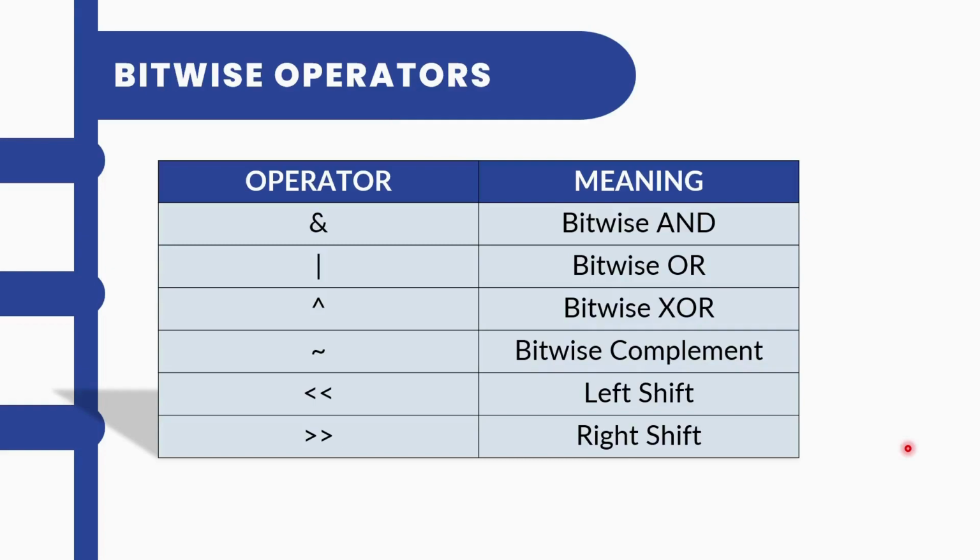Next, bitwise operators. Now in the arithmetic logic unit, mathematical operations are done in bit level. To perform these bit level operations in C programming, we need bitwise operators. As you can see, there are 6 types of bitwise operators: bitwise AND, bitwise OR, bitwise XOR, bitwise complement, left shift and right shift. Let us go in detail.